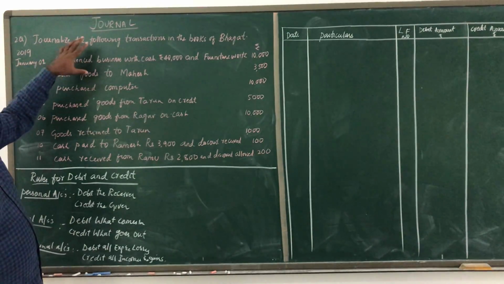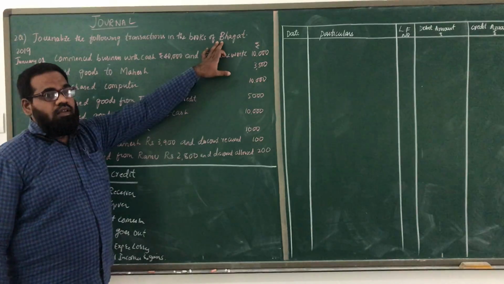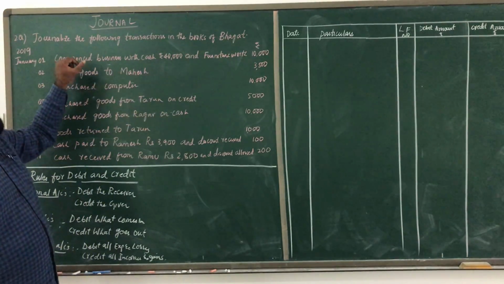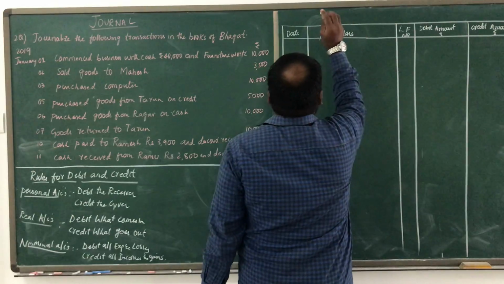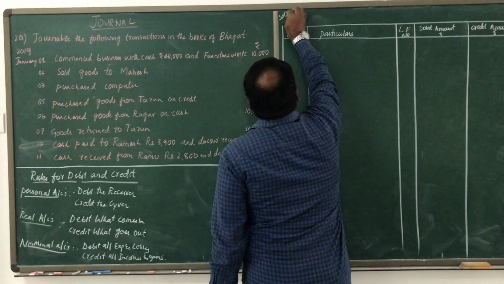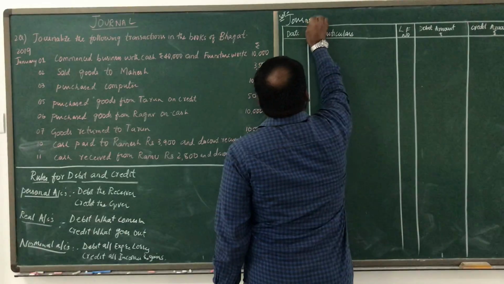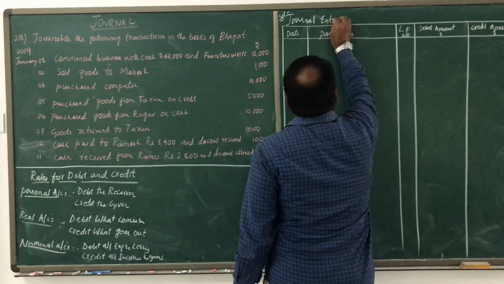So here, what is given in the question? Journalize the following transactions in the books of Bhagat. Bhagat is the name of the owner. So we have to write the journal entries here. First we have to start with the heading, journal entries, in the books of Bhagat.